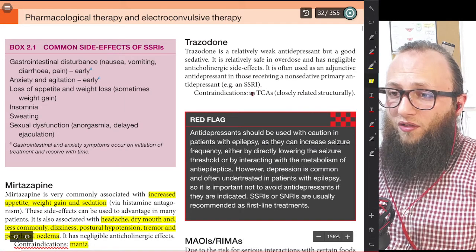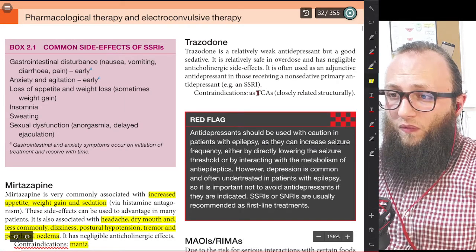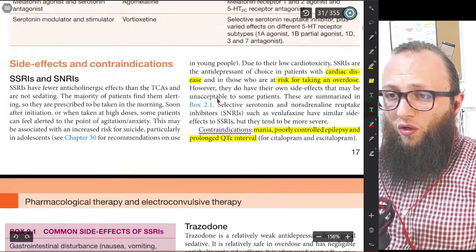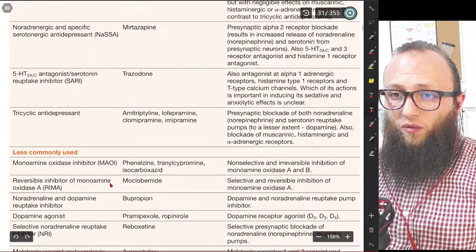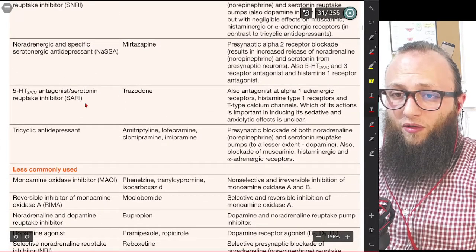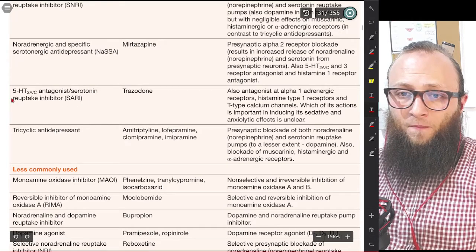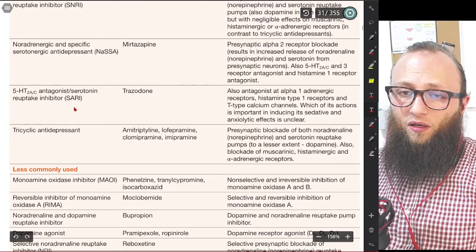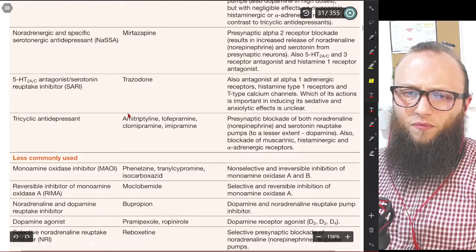So the contraindications here are the same as for the tricyclic antidepressants. And to remind you what trazodone does, trazodone is one of the serotonergic agents. It works as an antagonist on serotonin 2A and 2C receptors, and it blocks the reuptake of serotonin to some degree.